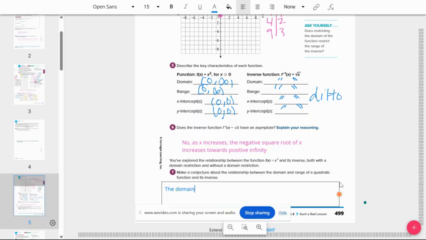So the domain of a quadratic is the range of its inverse. And the range of a quadratic is the domain of the inverse, or of its inverse.